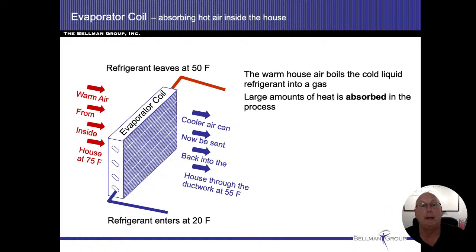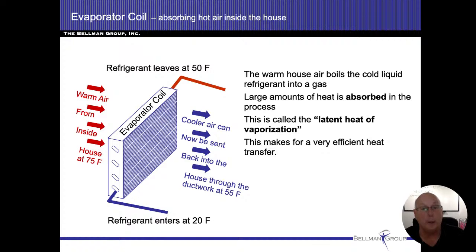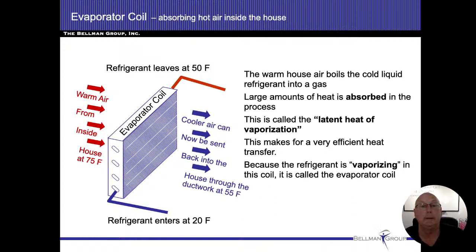As it changes, it's going to absorb the heat in the air that is blowing over the coils. So it comes in as a liquid at 20 degrees, absorbs heat from the house, and then the refrigerant ends up leaving as a gas at roughly 50 degrees.